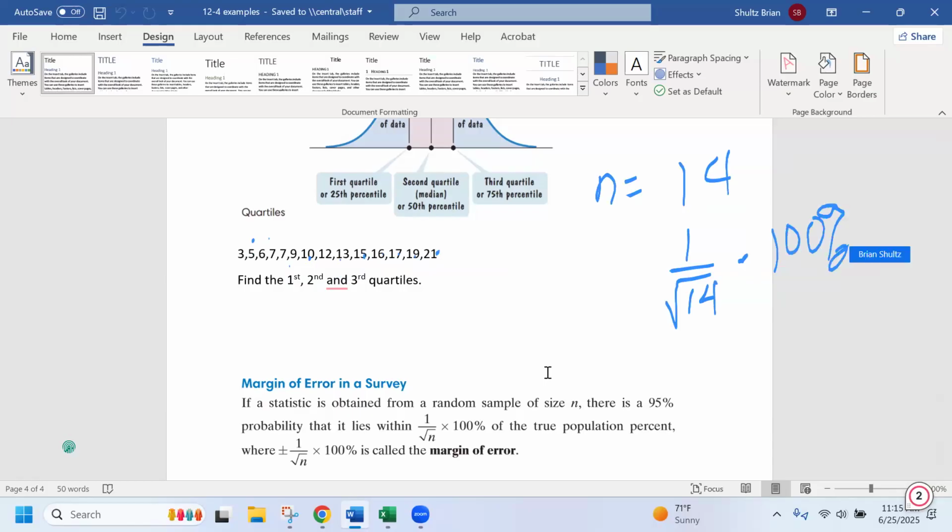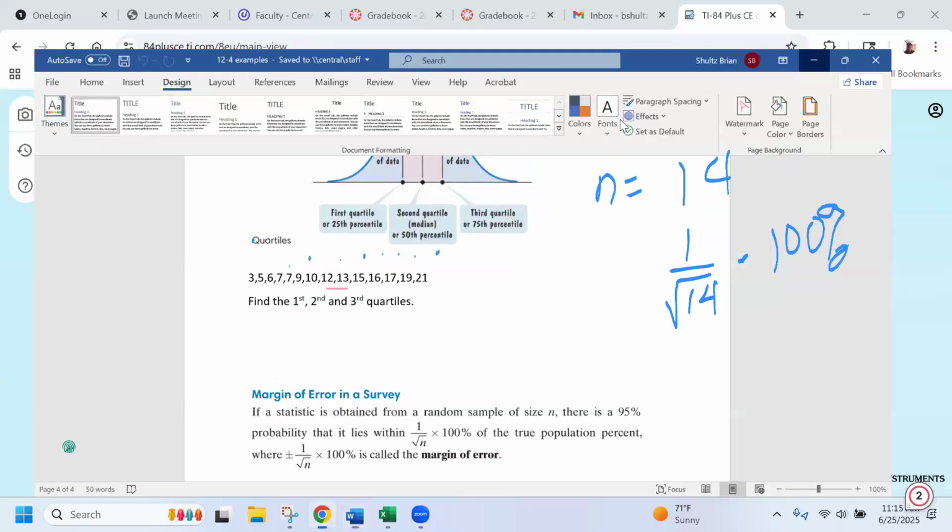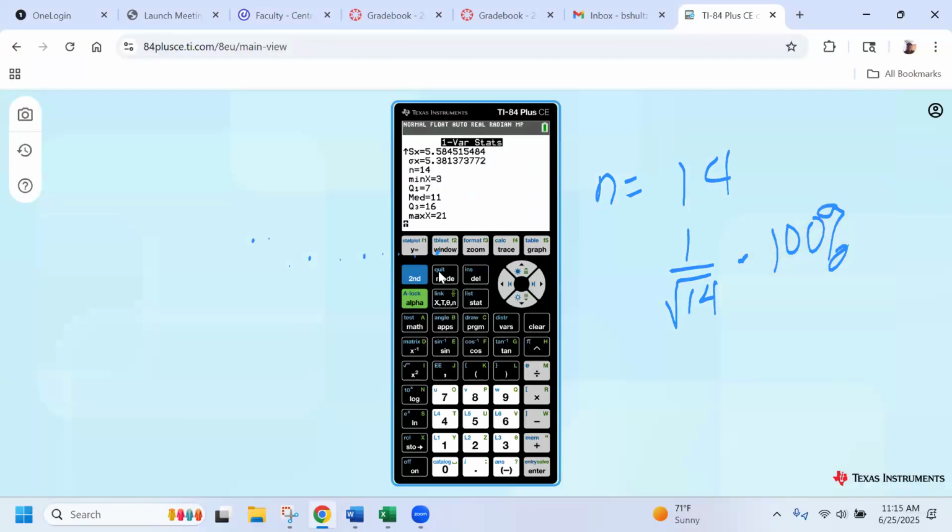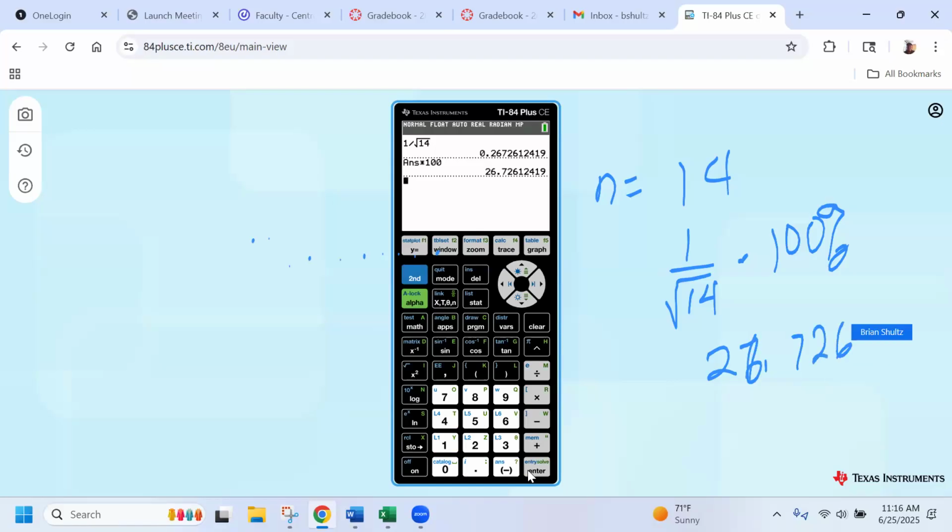So then I grab my calculator again, and I'm going to go to the math part. I've got 1 divided by the square root, second, x squared, 14. I'm going to press enter here because I want to do 1 over the square root of 14. And then I'm going to take that times 100. And it is 26.726, my margin of error.